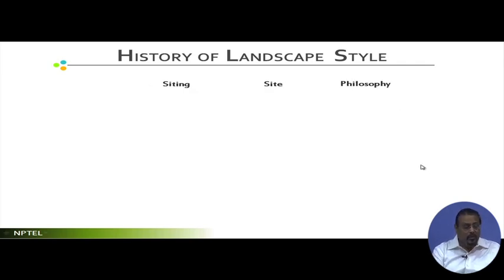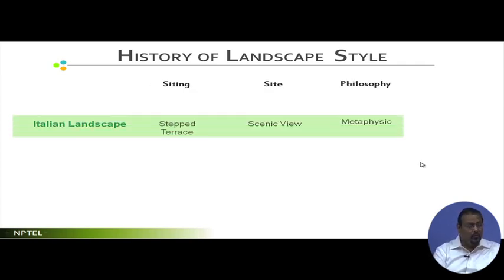Let's look at the site and philosophical aspects of it. Italian landscape was mostly built over stepped terraces. The site had wonderful scenic views, and the philosophy was metaphysical.